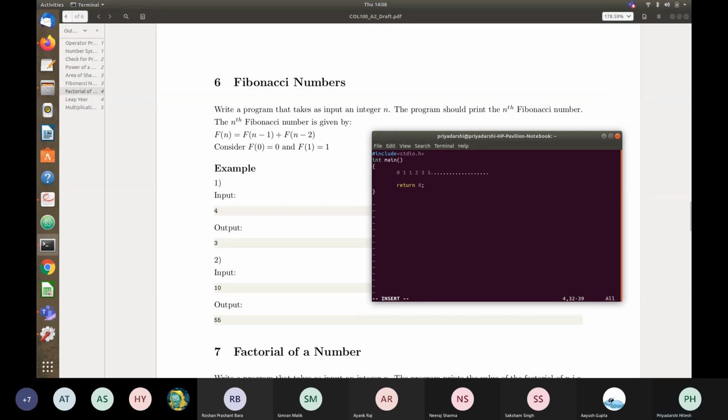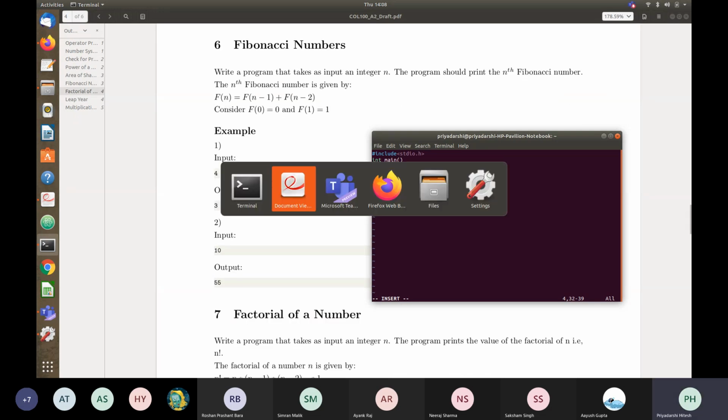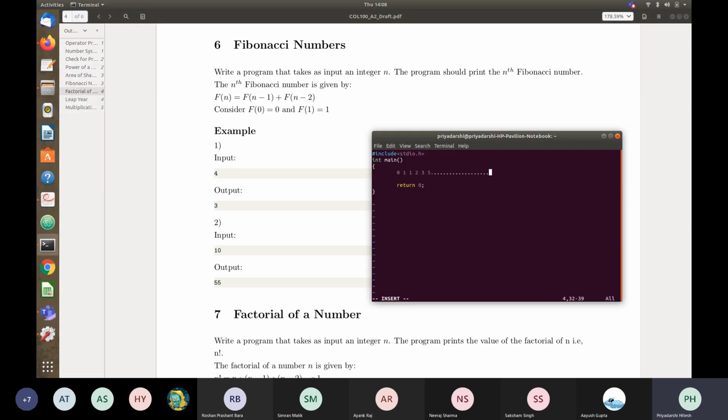Okay. So there are many ways to do it. Okay, one of the ways is simply to consider the last two numbers.